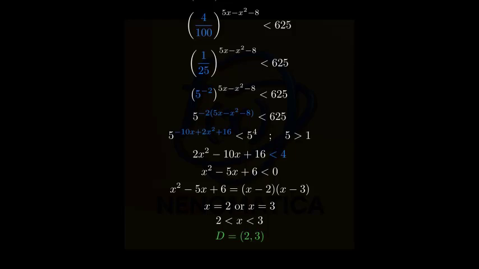This means the expression x squared minus 5x plus 6 is negative between its two zeros. Therefore, the solution to our inequality is x is between 2 and 3, or in interval notation, x is in the open interval from 2 to 3. Let's look at this example.